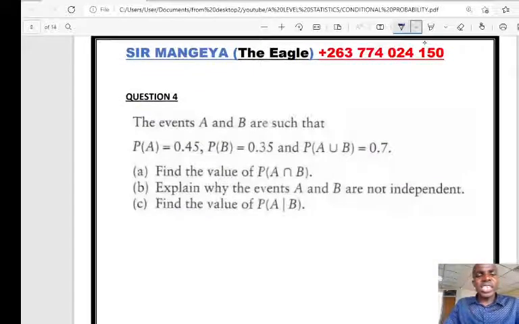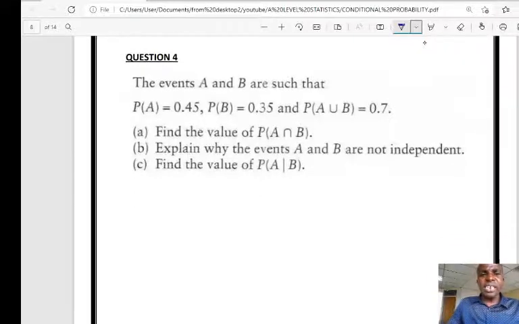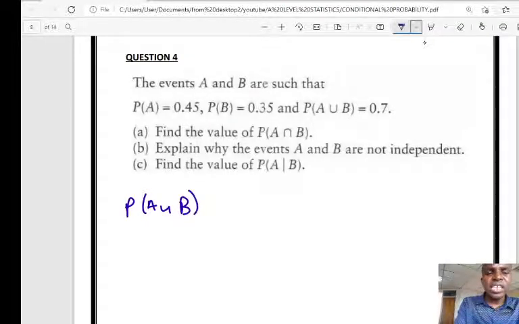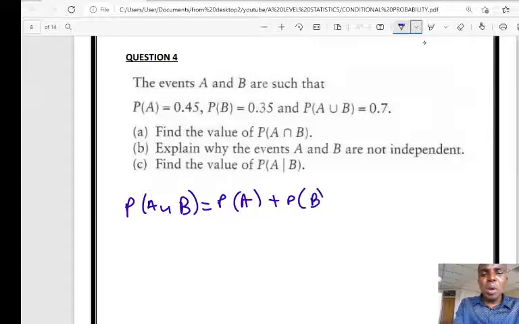Question number 4. The events A and B are such that the probability of A is equal to 0.45, the probability of B is equal to 0.35, and the probability of A union B is 0.7. Find the value of the probability of A intersection B. Using the concept of combined events, the probability of A union B is equal to the probability of A plus the probability of B minus the probability of A intersection B.